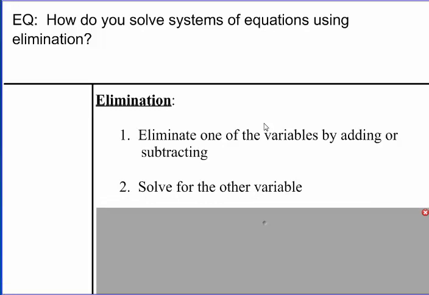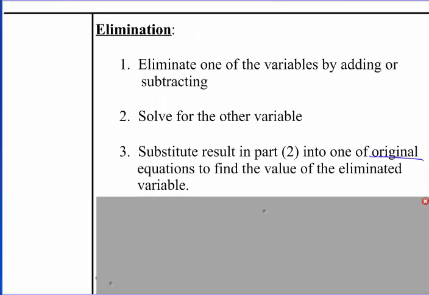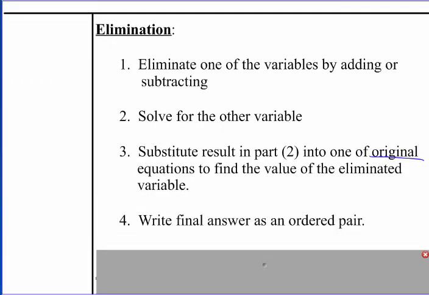Once you have eliminated one of the variables, that means you are only going to have one variable left in the equation, so now you can solve for that other variable. Okay, so eliminate a variable, solve for the variable. Then we will take the value that we found, plug it back into one of the original equations to find the value of the variable we eliminated originally. Okay, so by the time we're done with step 3, we will have both values for both variables. Don't forget you're substituting in the original equation. And then write your final answer as an ordered pair.